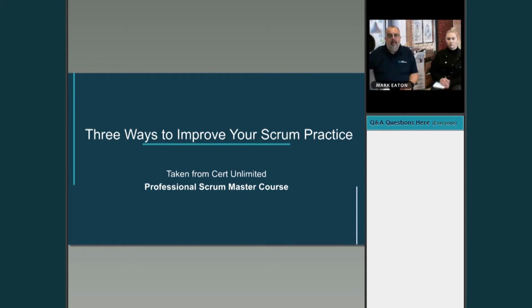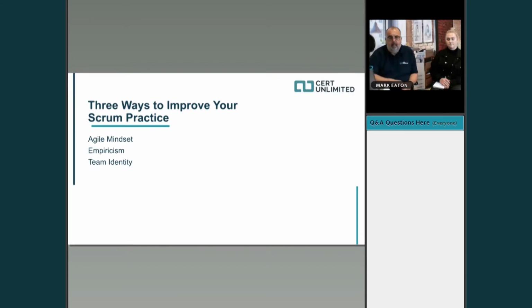So we're going to look at these 3 ways to improve your Scrum practice. The first one is by developing your Agile mindset and just being more agile. Scrum, as most of you will be aware, is a subset of Agile. It's a framework within the wider Agile thinking. So the first thing we're going to look at is how do we become more agile in our thinking. We're then going to talk about empiricism, and how that applies within the Scrum framework. And then finally, something a little bit personal perhaps, which is team identity.